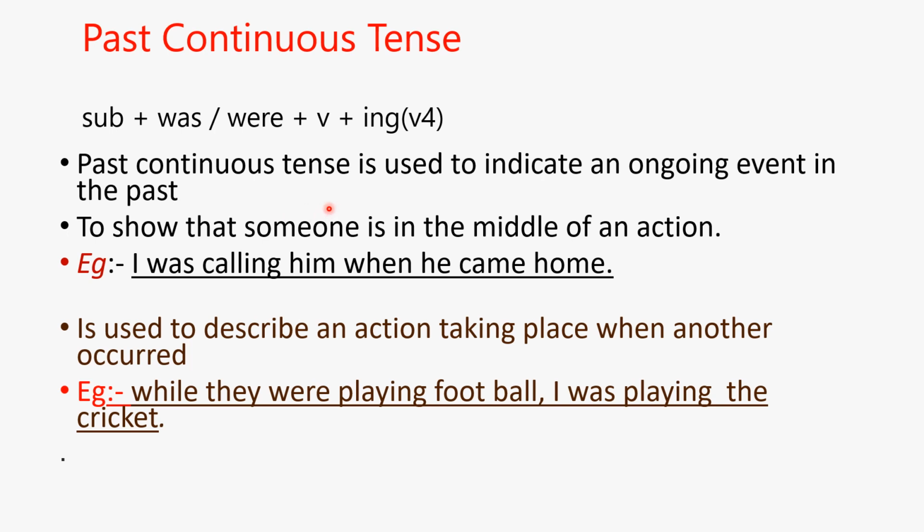Past continuous tense is used to indicate an ongoing event in the past, to show that someone is in the middle of an action. For example, I was calling him when he came home. This is the middle of an action. It is used to describe an action taking place when another occurred. This is another rule of past continuous tense. For example, while they were playing football, I was playing cricket.